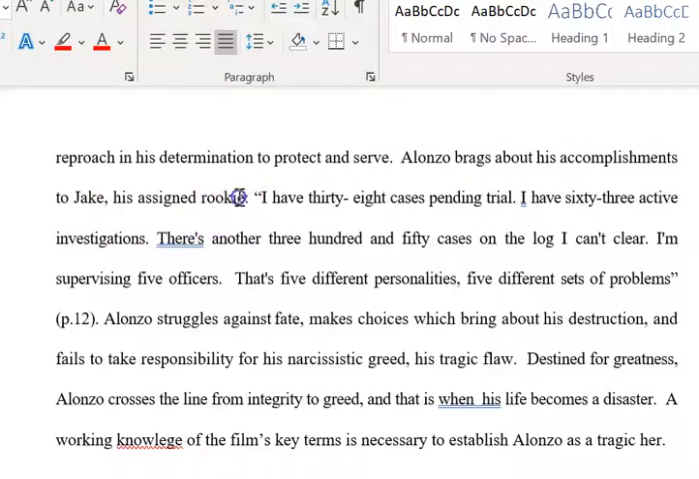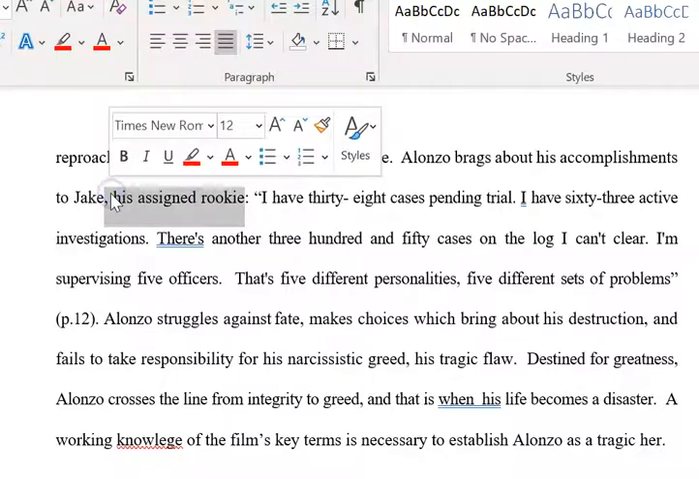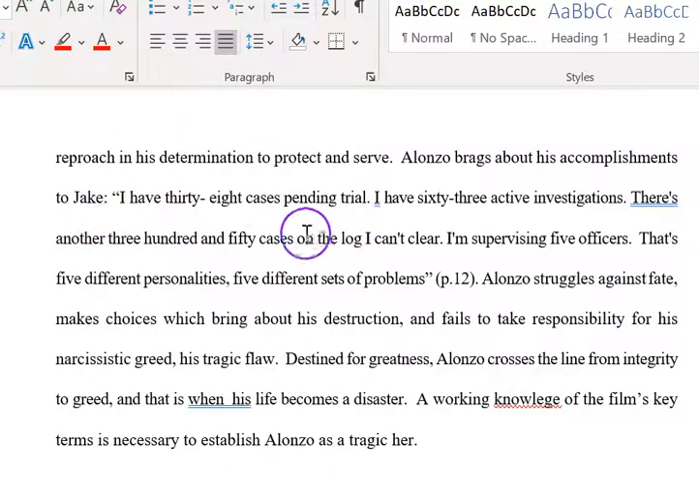We already know who Jake is. I just said it. I have 38 cases pending. I have 63 active investigations. There's another 350 cases on the log I can't clear. I'm supervising 5 officers. That's 5 different personalities, 5 different sets of problems.